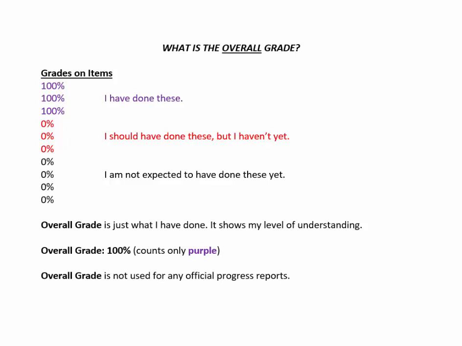We're going to assume that the student at this point has done 3 of them and has scored 100% on all 3. However, at this point in the semester, the student should actually have done 6 of them. So we have our 3 that are done there in purple, but there are 3 that should have been done but haven't been there in red.